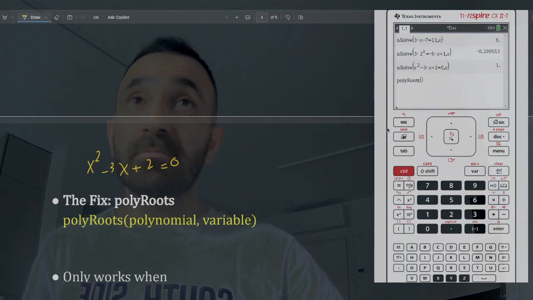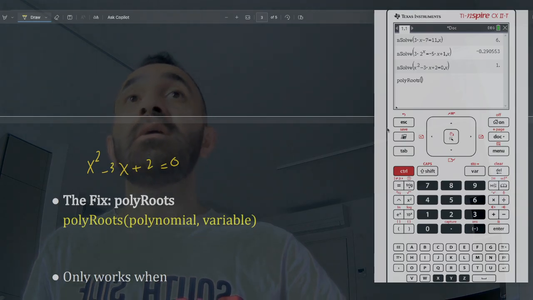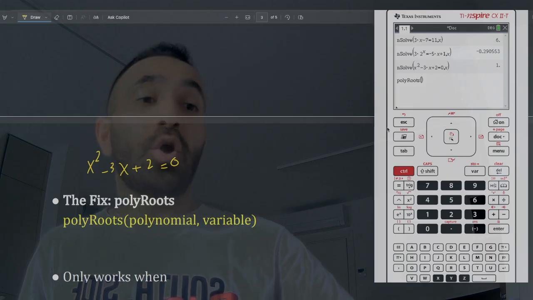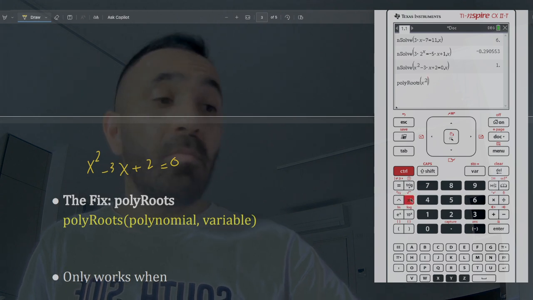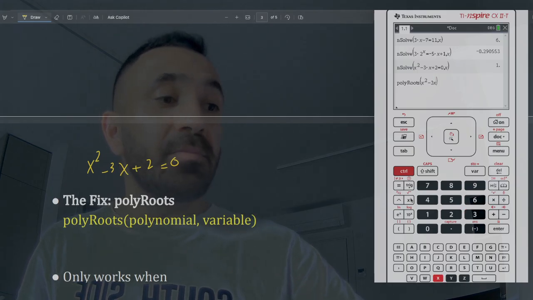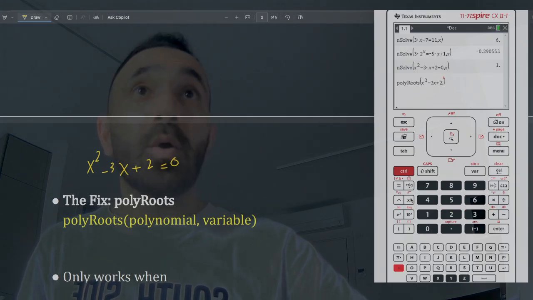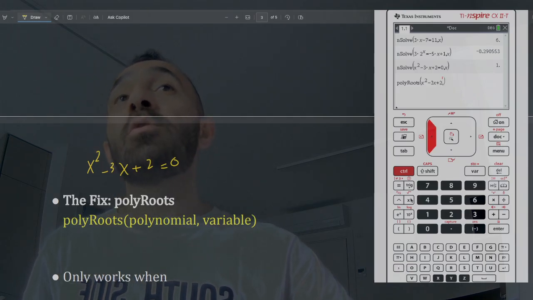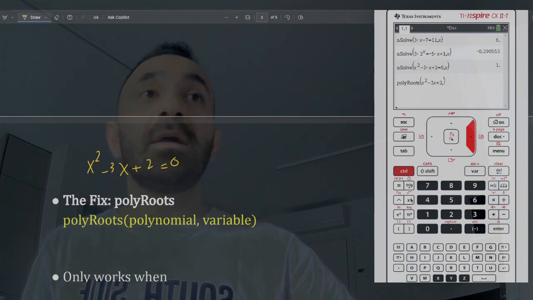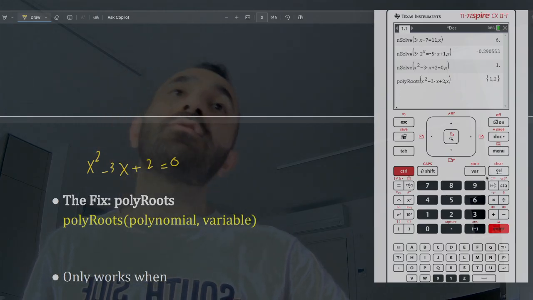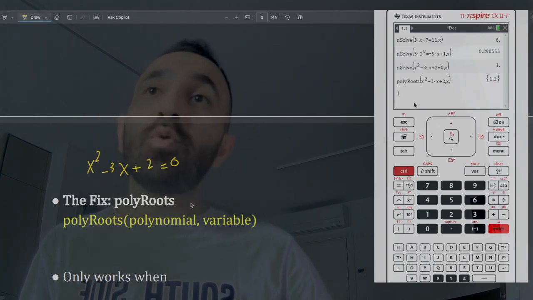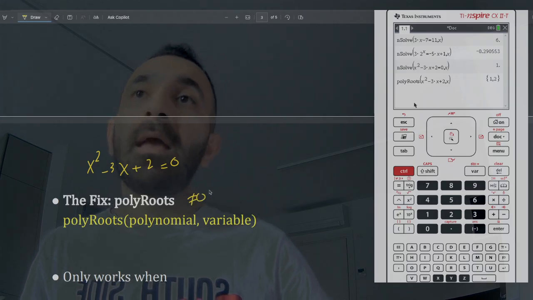In your course, I'm talking about applications and interpretation, standard level. So you're going to copy and paste your equation. polyRoots x to the power of 2 minus 3x plus 2, comma. Here you don't need to put equal to 0. Comma, 0, comma, x. Now you have the two solutions, 1 and 2. Remember, for polyRoots, you don't need to put the equation one more time.